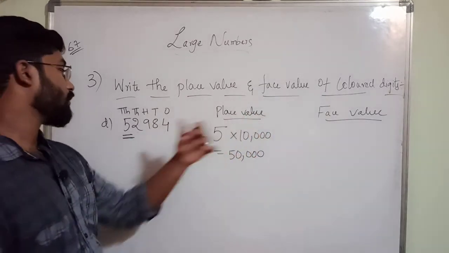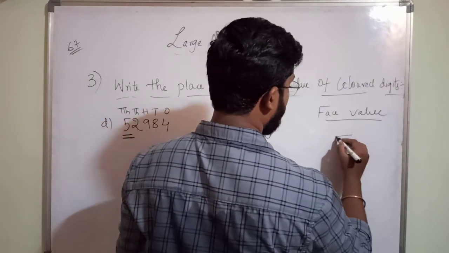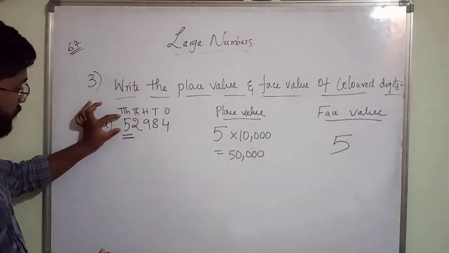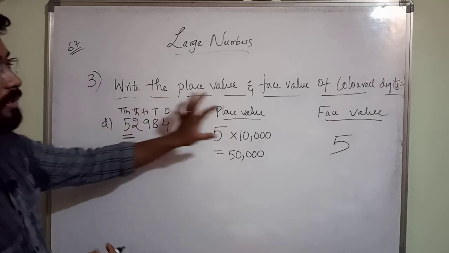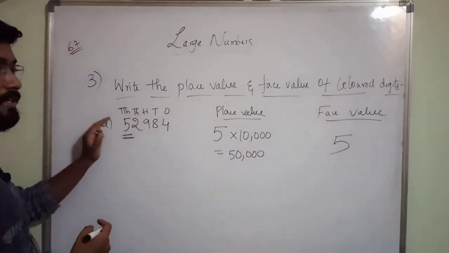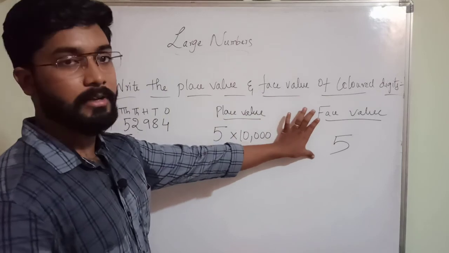What is the face value? 5 itself. By looking at this digit, what you are going to recognize? This is number 5. That is only the face. By looking at the face of the number, we will get the face value. That's all.